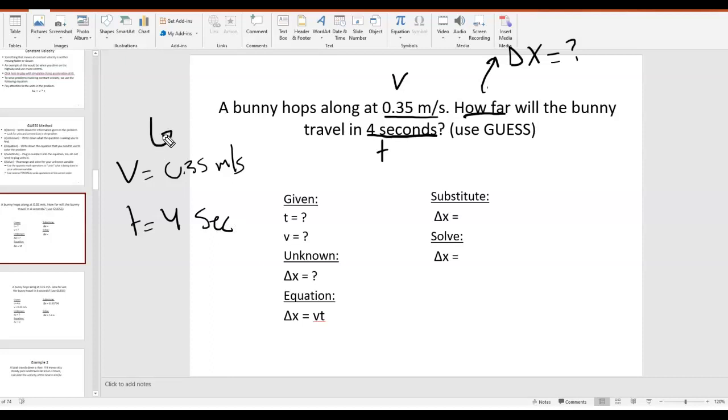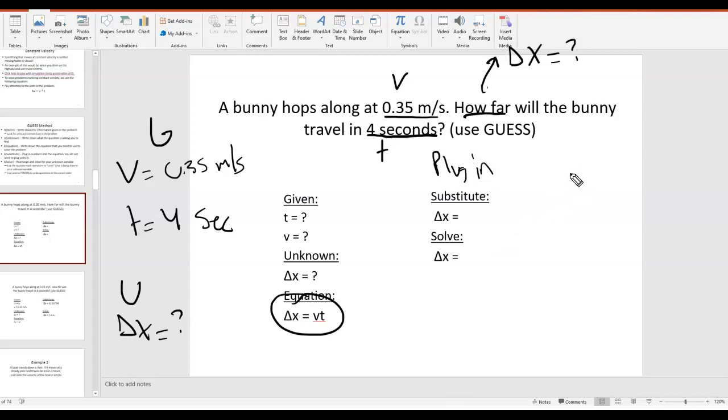That's my given. What is my unknown? Delta x. Because it asked me how far the bunny travels. That's what I'm solving for. What is my equation? Again, I only have one equation right now. Delta x equals v times t. Okay, so I write down my equation, and then I substitute. That means plug in.